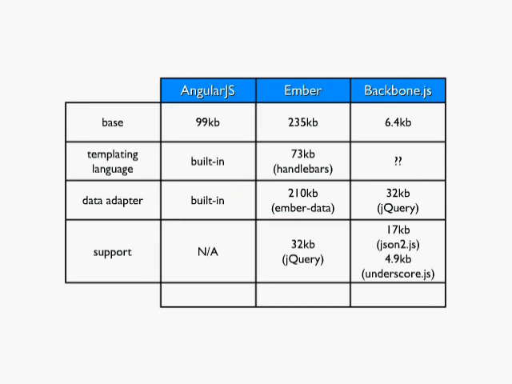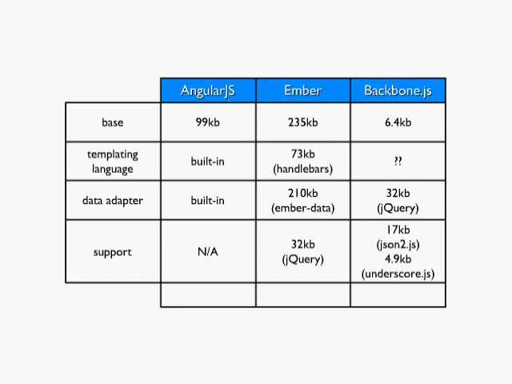For data adapters, the ability to talk to APIs and remote data sources, again, Angular has one built in. Ember uses Ember Data, which is 210K the last time I checked, which was a few weeks ago. But they are doing a lot of work on it, so that number may fluctuate. I don't think it's going to fluctuate wildly, though. And Backbone requires jQuery for its data adapter, and that's 32K. For support libraries, the ones required by the core themselves, Angular doesn't need any. You can use jQuery if you want, but there's a jQuery-like thing built into it. Ember does require jQuery. Backbone requires jQuery. It also requires JSON2 and Underscore.js.